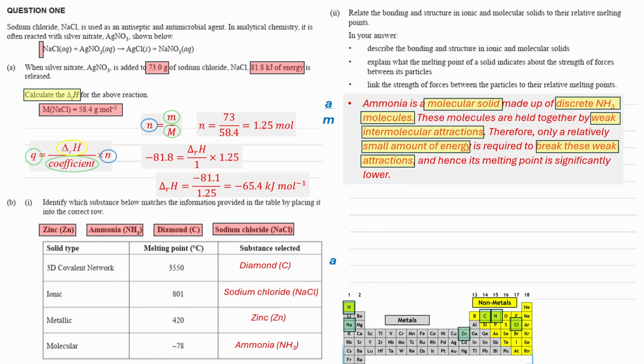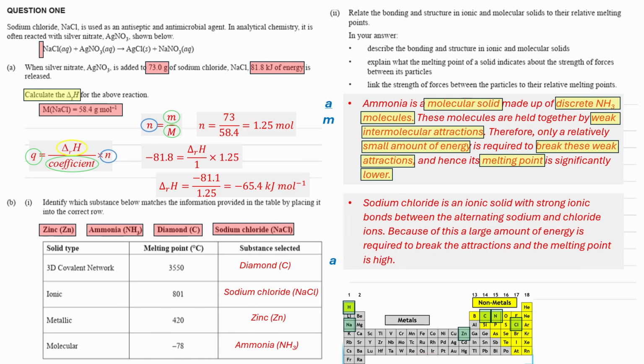Now, notice we use the word attractions instead of forces. Just use that all the time when you're talking about molecular substances, or if we're talking about stronger ones, we're probably going to use bonds. So because it needs a small amount of energy to break these weak attractions, its melting point is significantly lower.